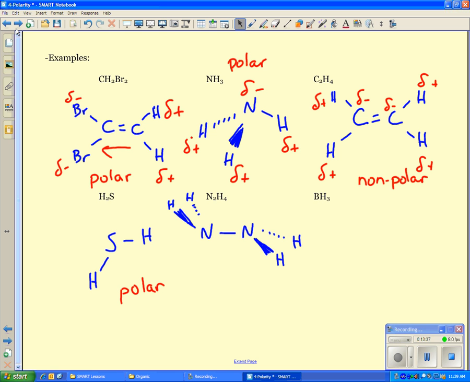This is very much like the C2H4 molecule. It's symmetric. The hydrogens are the positive part, the nitrogens are the negative part, so all of those electrons are getting drawn into the middle. There's nowhere on the outside where we have more electrons than on another side. So this is nonpolar.